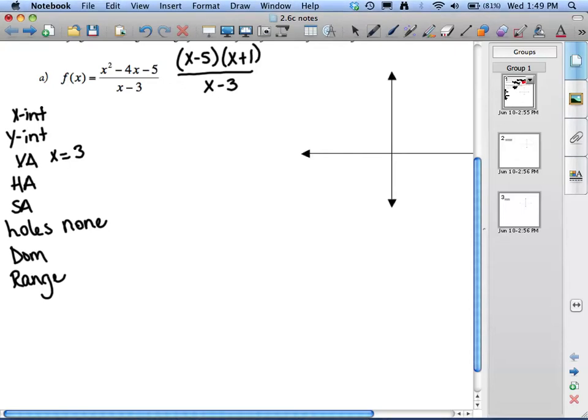For the horizontal asymptote and the slant asymptote, I have to look at degrees. What's the degree of my numerator? 2. What's the degree of the denominator? 1. So first let's talk horizontal. If the numerator's degree is higher than the denominator's degree, what do we know about horizontal asymptotes? There is none.